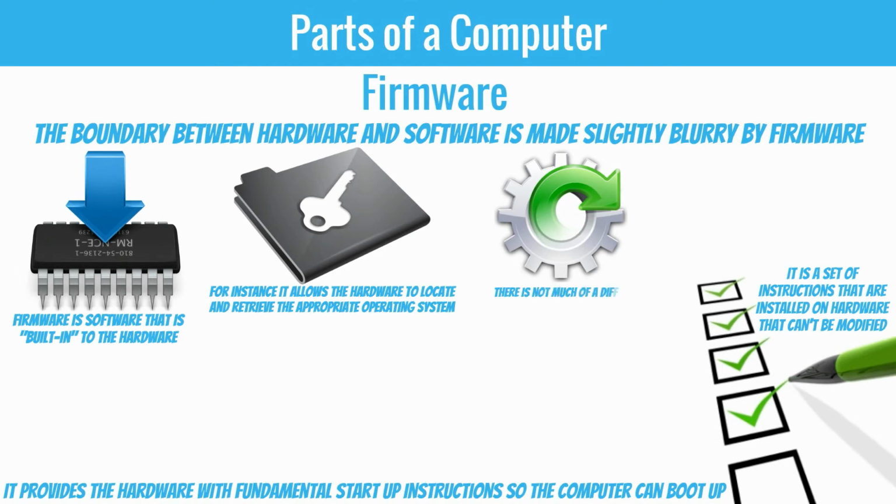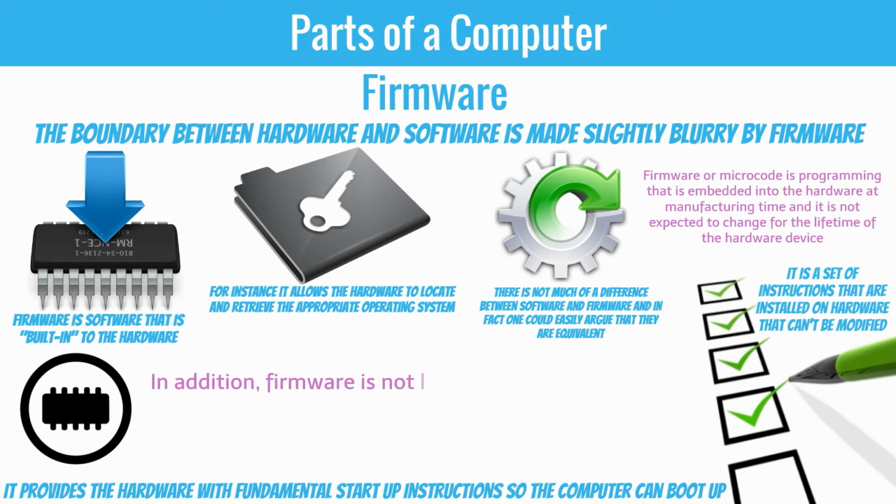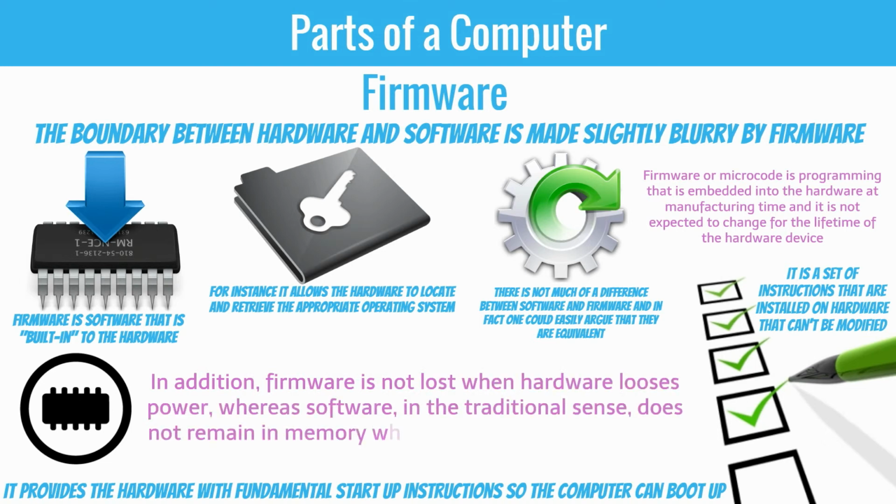There's not much of a difference between software and firmware, and in fact, one could easily argue that they are equivalent. Firmware or microcode is programming that is embedded into the hardware at manufacturing time and is not expected to change for the lifetime of the hardware device. In addition, firmware is not lost when hardware loses power, whereas software, in the traditional sense, does not remain in memory when the hardware loses power.